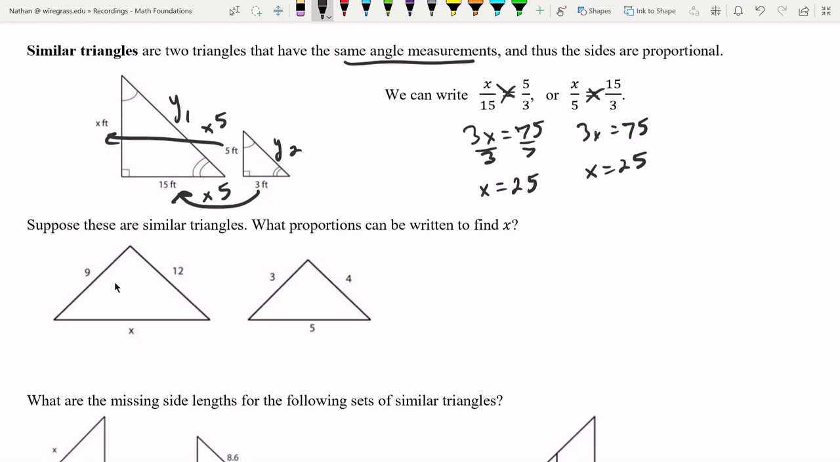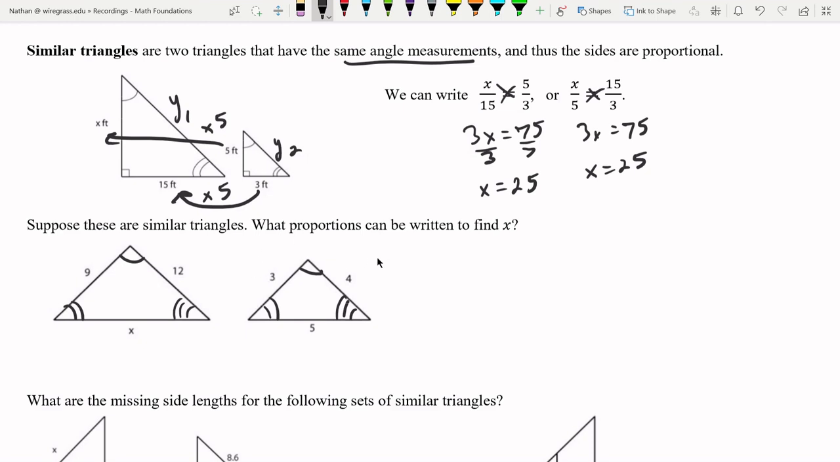Now, suppose these two triangles are similar. What proportions can be written to find x? So if I'm looking at these, I see 9, 12, x, 3, 4, 5. It also looks like this angle here references this angle. This angle here references this angle. And this one here is this angle. Okay, so what proportions can I write?